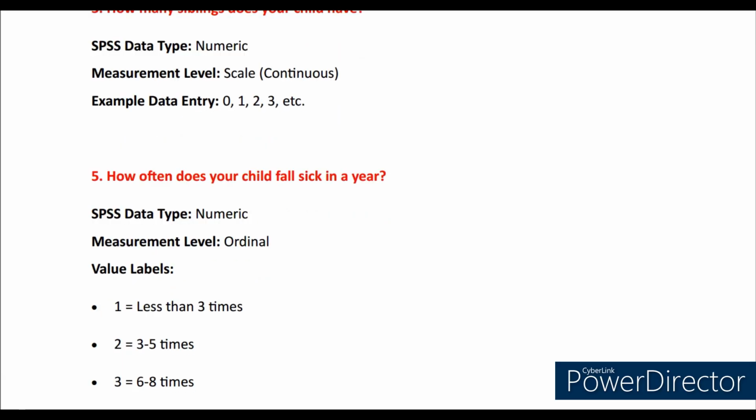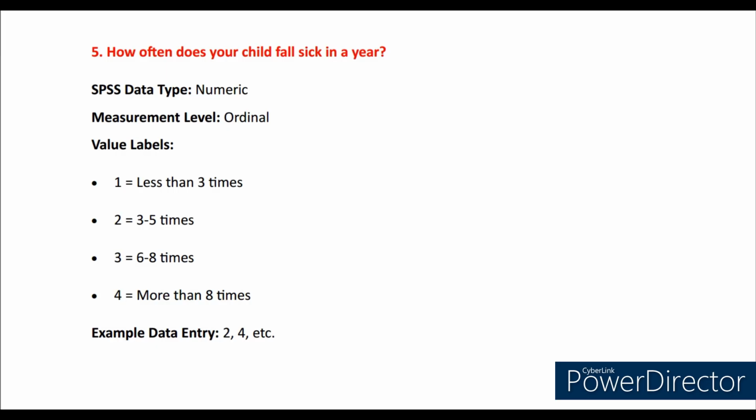Now coming to the next question, how often does your child fall sick in a year? Again, the SPSS data type is numeric because the answer should be something like 1, 2, 3. But they have not made it an open-ended question. If you see in the question itself, there is a coding for this. If it is less than 3 times, the answer is 1. If it is 3 to 5 times, the code is 2. 6 to 8 is 3, and more than 8 times is 4. So SPSS is storing the answer in the form of numbers again.